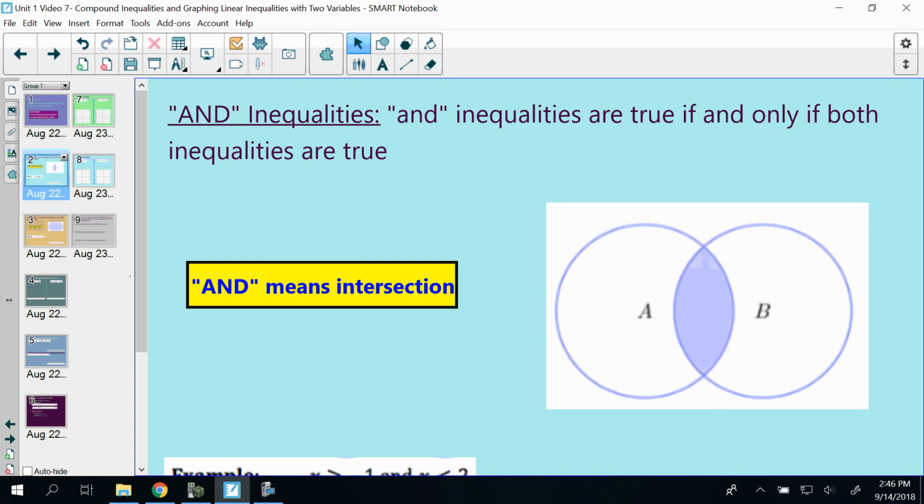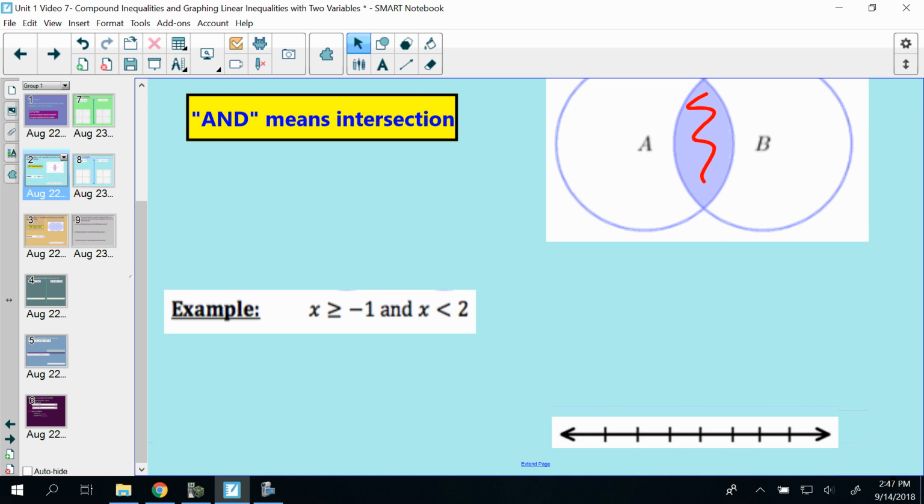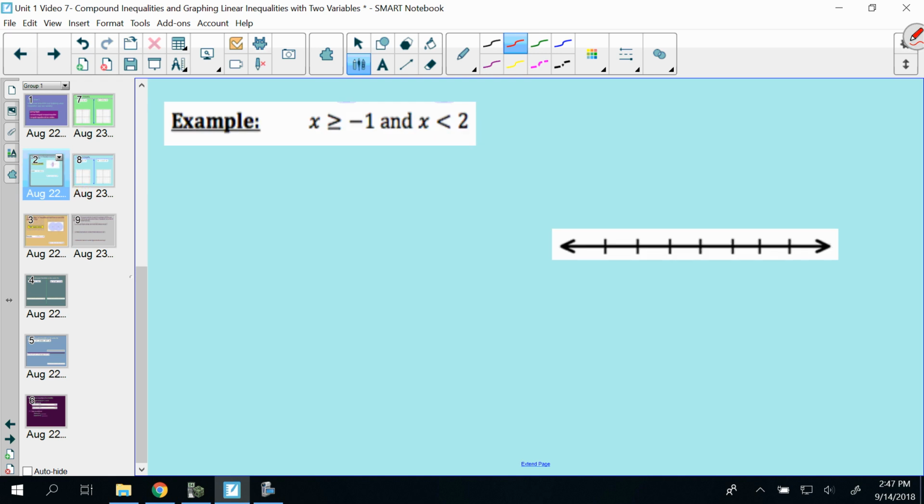So what you're looking for is what is shared in the middle. Here's an example of one. We want to graph all the points greater than or equal to -1, and also all the numbers that are less than 2. On those graphs, make sure you label so that all these points can actually get on there.